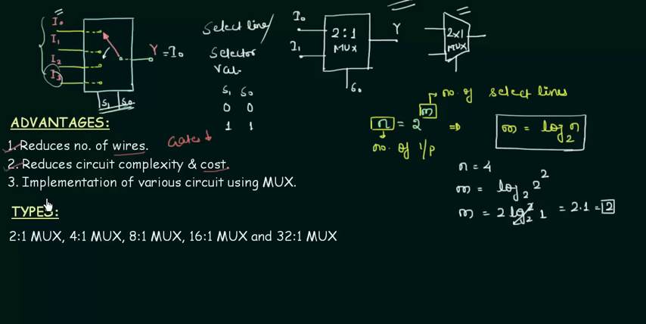Now the third point is implementation of various circuits using the MUX that I have already explained to you, and it is the most important thing of the multiplexers. When you write your exam, definitely one question from the MUX tree, that is implementation of different MUX by using different MUX, is there. And also the implementation of a given logical expression by using the multiplexer is very important in your exams. So this is all about the advantages of the multiplexer.